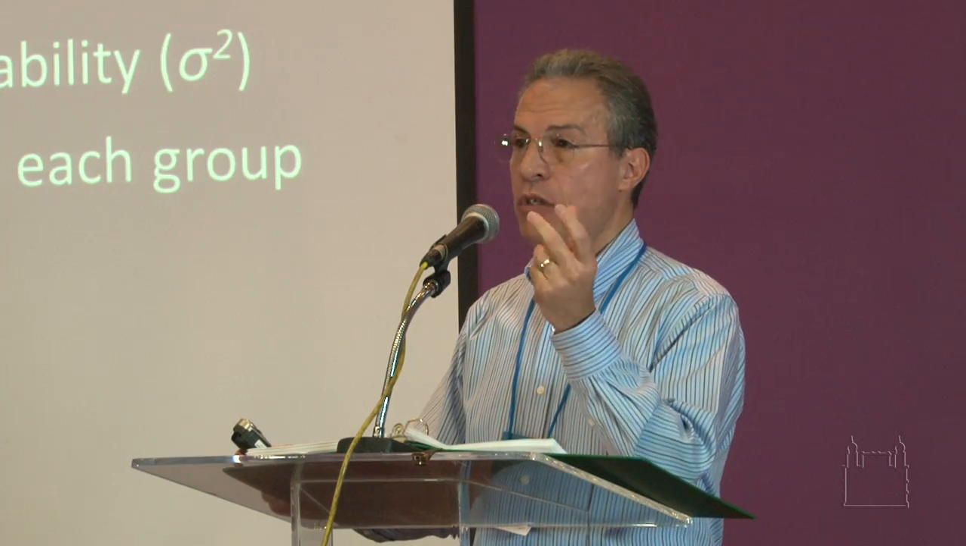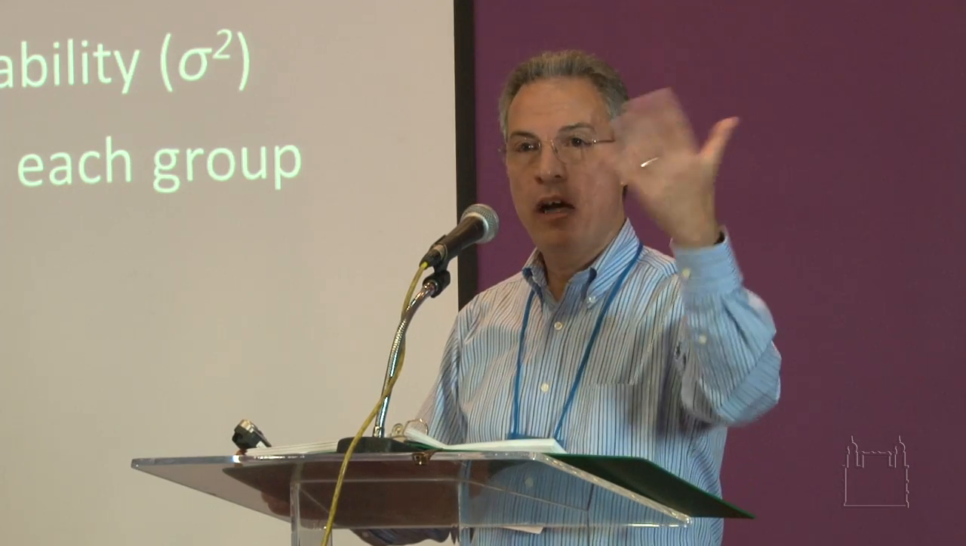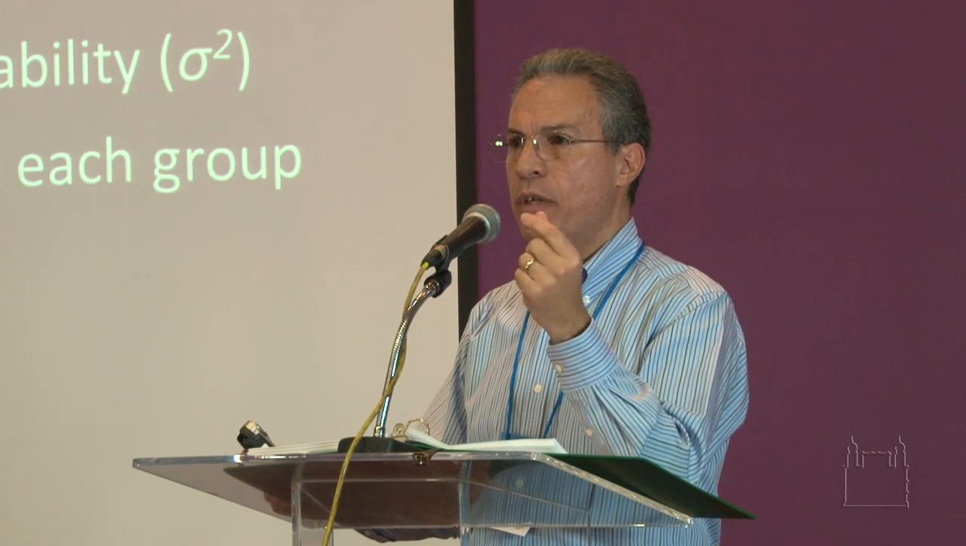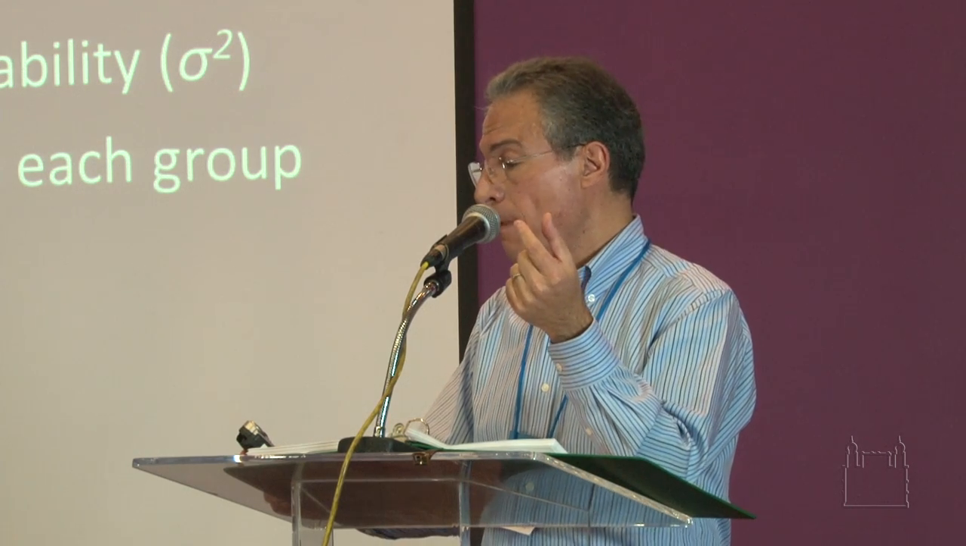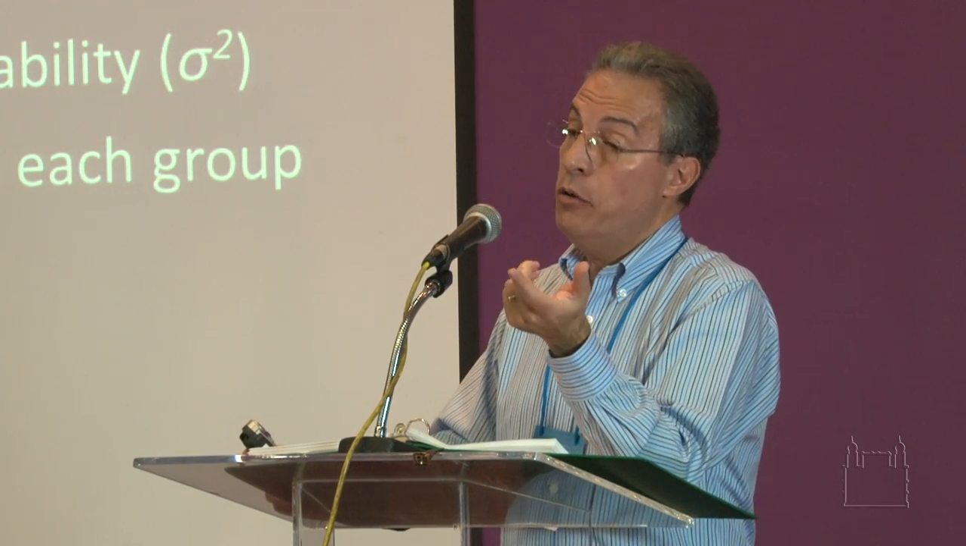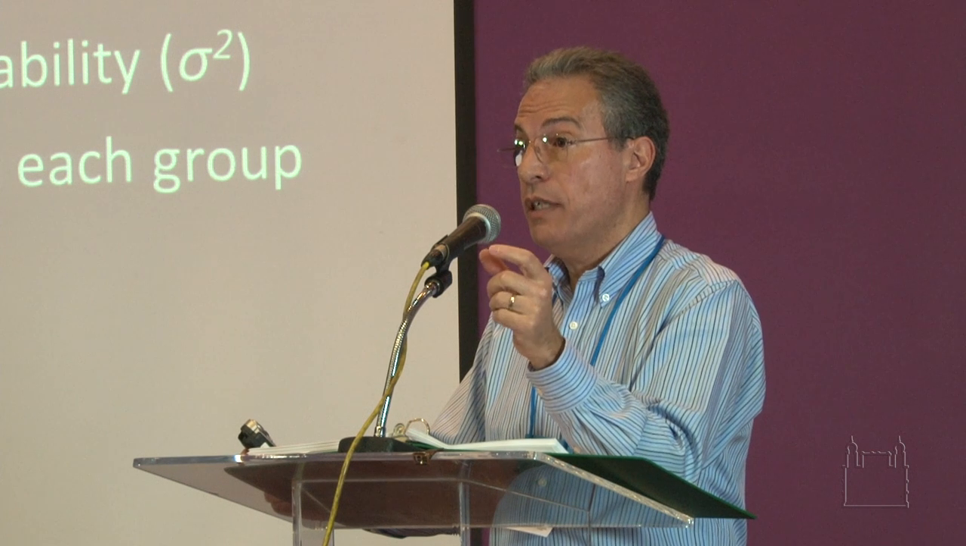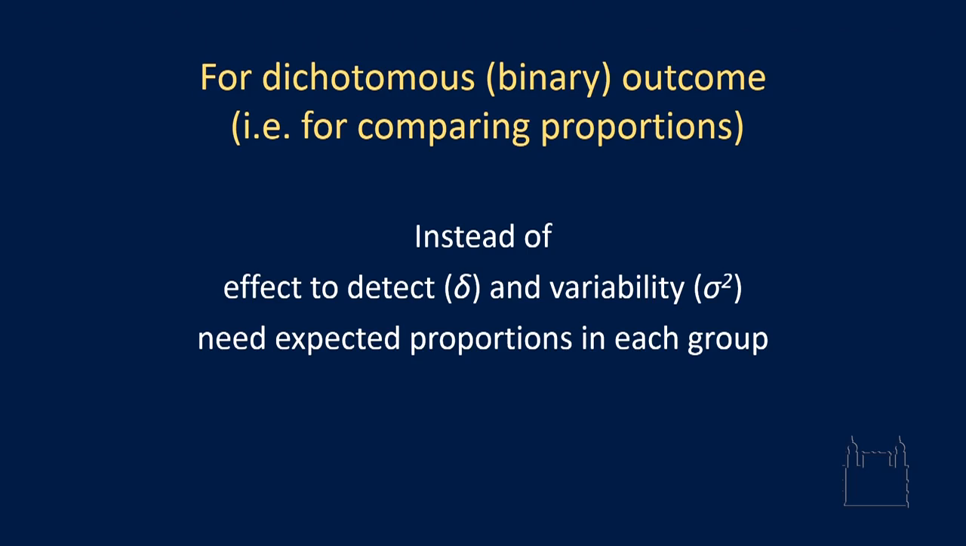So for the binary, we're talking about proportions, right? Because if it's a yes, no, you can say how many had yeses here, how many had yeses there. What are the proportions? So you don't really have a delta. I mean, you have a difference of proportions. And the variability, you may know that variance in a binomial is a function of sample size and proportions. So instead of worrying about delta and sigma squared, you need to worry about the proportion you expect, let's say, in the control. Yeah, you can do it two ways. The proportion you expect in the controls and the proportion you expect in the new medication. And that will take care of both the delta and the sigma squared.